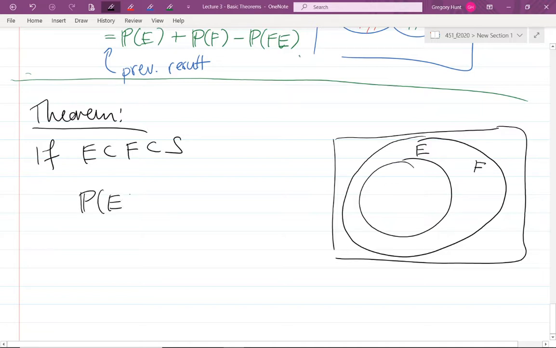what do you expect the relationship to be between the probability of E and the probability of F? E is contained in F, and if probabilities are like areas, then we'd expect that the probability of E should be smaller than the probability of F. And indeed, that is true. We have a weak inequality, a non-strict inequality, that E is a subset of F. The probability of E is not bigger than, is less than or equal to the probability of F.